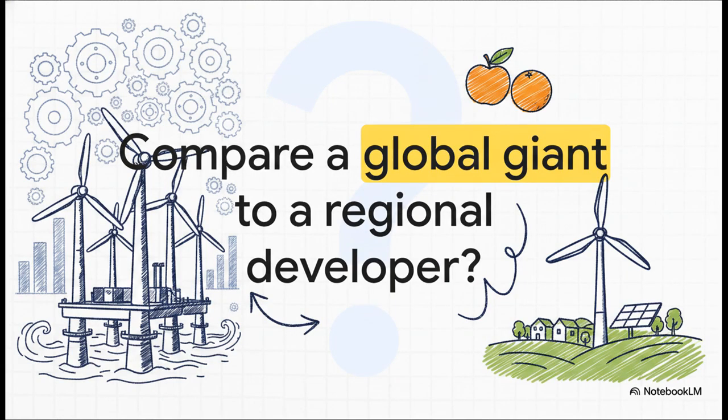Picture this. You're looking at two different wind project developers. One is a massive global corporation installing hundreds of offshore turbines every single year. The other is a smaller, local developer focused on specialized onshore community projects. If you just look at their total raw materials used or their raw number of safety incidents, well, the global giant is always going to look worse simply because they're bigger. Understanding that comparing absolute numbers between a massive corporation and a smaller local one is quite literally like comparing apples to oranges, is step one to better analysis.